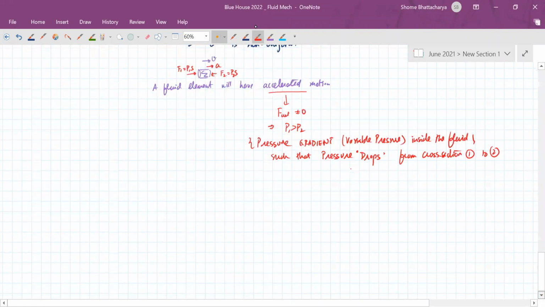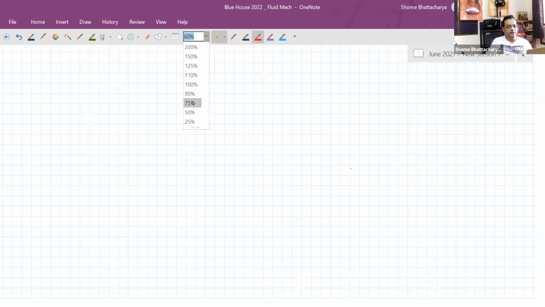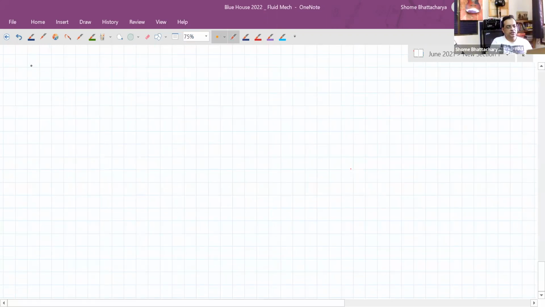Okay, now if we move this to a vertical situation, then things become a little more interesting because we have to take gravity into play. So next, let's understand a vertical pipe, but of uniform cross section.